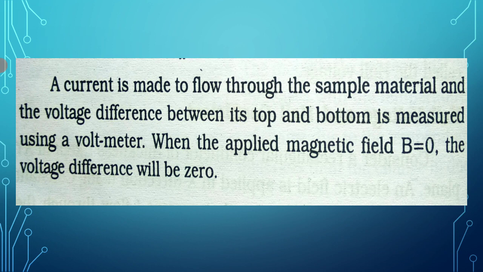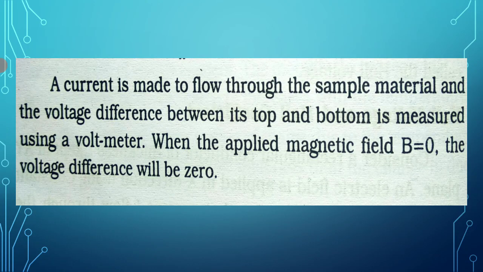A current is made to flow through the sample material, and the voltage difference between its top and bottom is measured using a voltmeter. When the applied magnetic field B is 0, the voltage difference will be 0. This is the simple way to explain the Hall effect.